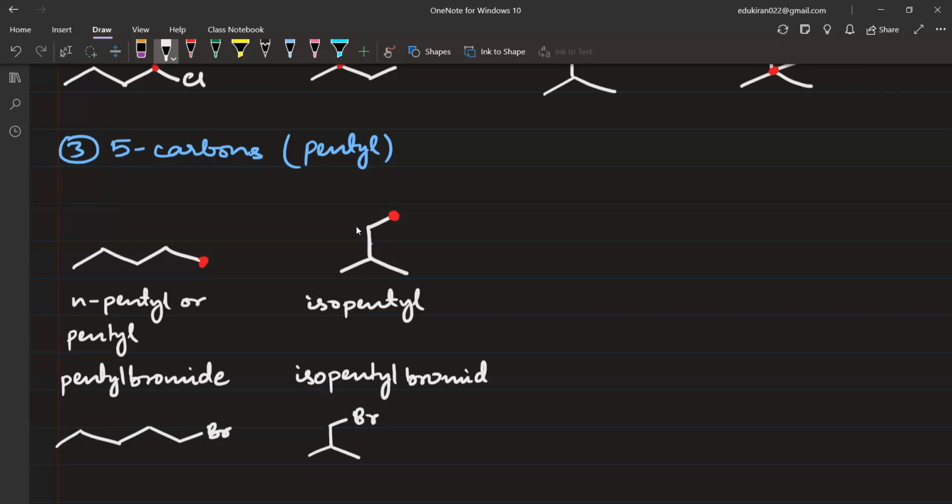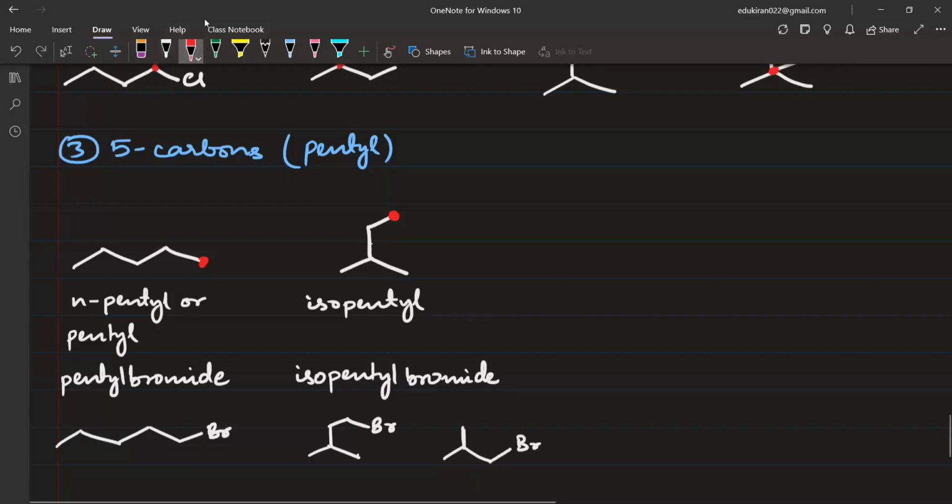Okay, but if you arrange it in a different manner, then it will look something like this. 1, 2, 3. Oh, sorry, my bad. There will be one more carbon atom. Br will be attached here. 2, 3, 4. 4 carbon atoms, like this, and this is Br. So this may not look like isopentyl bromide, but it is one.